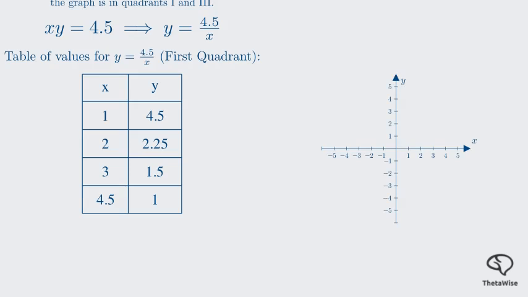Now, let's plot these points and sketch the branch in the first quadrant, remembering the asymptotes are the axes. Plot the points: 1, 4.5; 2, 2.25.